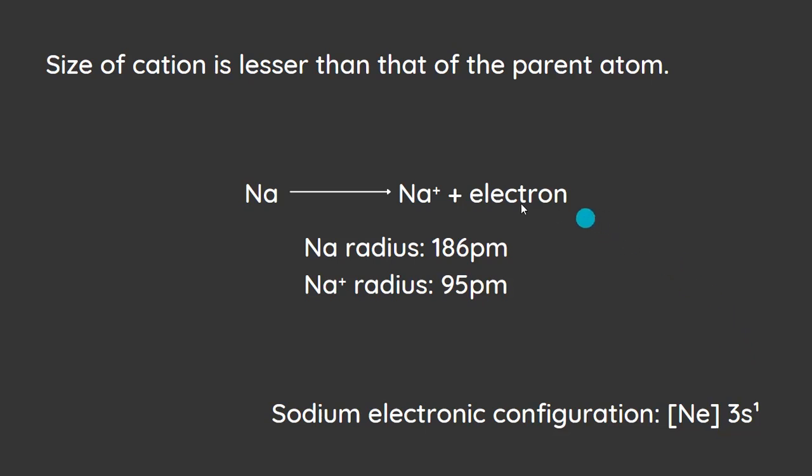I'll repeat it again. So when sodium leads to the formation of Na plus, that is the sodium ion, cation, what happens is it loses the electron from its 3s subshell. So that completely gets removed, right? So 3s is empty, which means the magnitude of the nuclear charge stays the same. So the nucleus is able to pull the electrons close to it. And that is why the size of the cation is less than that of the parent atom.